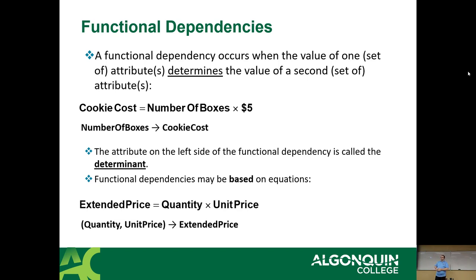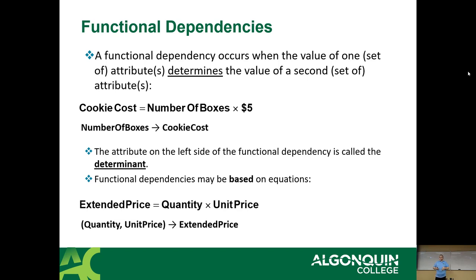Remember earlier I was talking about how they had to come up with terminology to explain the normal forms? Well, here's the first one. It's called functional dependencies. A functional dependency happens when the value of one or a set of attributes determines the value of a second set of attributes.